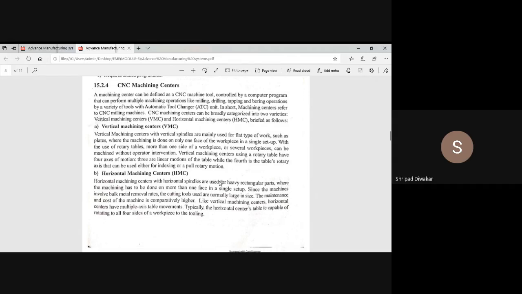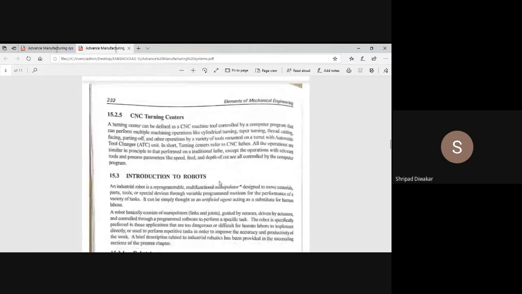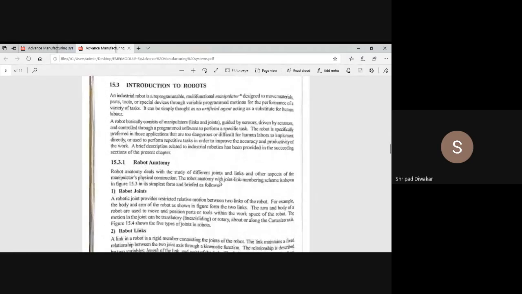Next important thing is robotics. Introduction to robotics. First you should know the definition of robotics. It is a reprogrammable, so we can change the program, multifunctional manipulator. Multifunctional means it can perform a variety of tasks, and it is designed to move materials, parts, tools, or special devices through programmed motion for the performance of a variety of tasks. That is the definition of a robot.